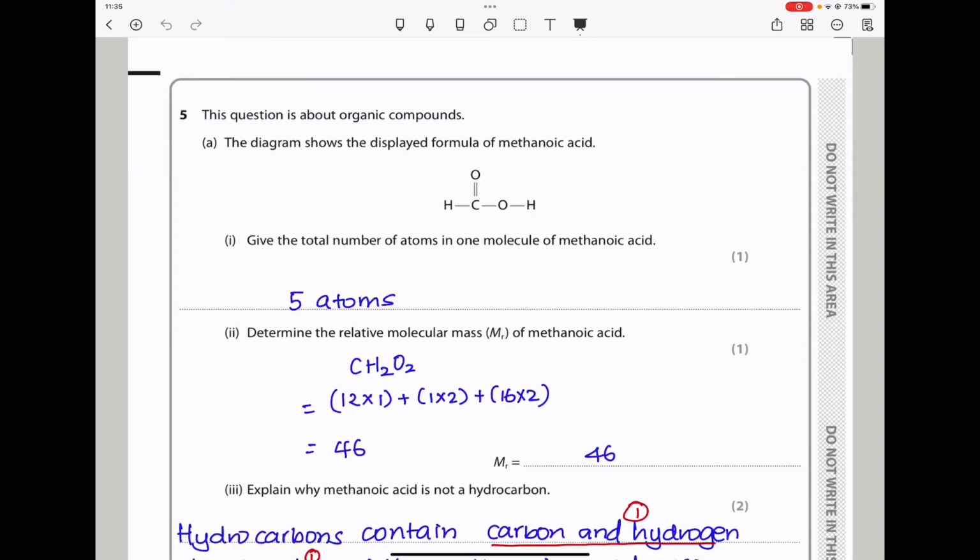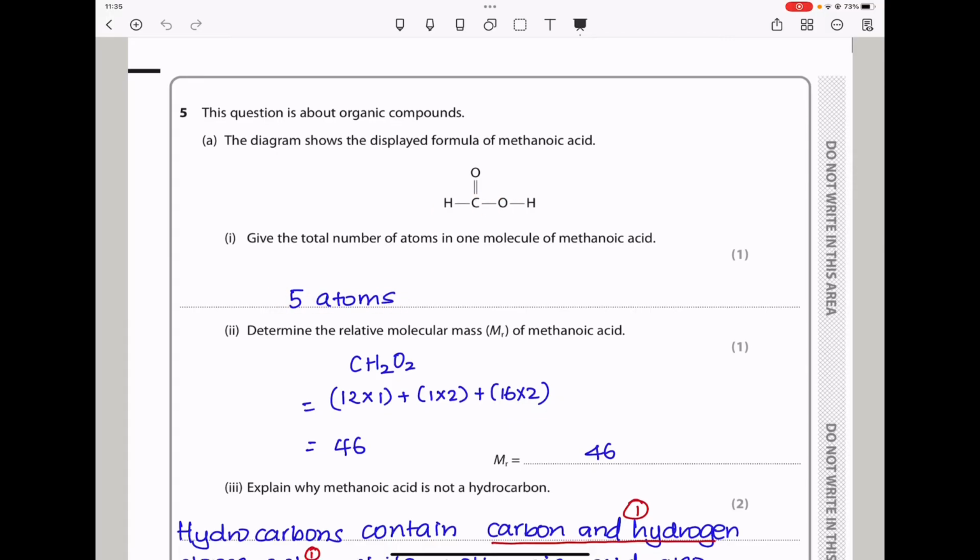Question 5. This question is about organic compounds. The diagram shows the displayed formula of methanoic acid, which is that. They say give the total number of atoms in one molecule of methanoic acid. We have 1, 2, 3, 4, 5 atoms, so that's the answer.